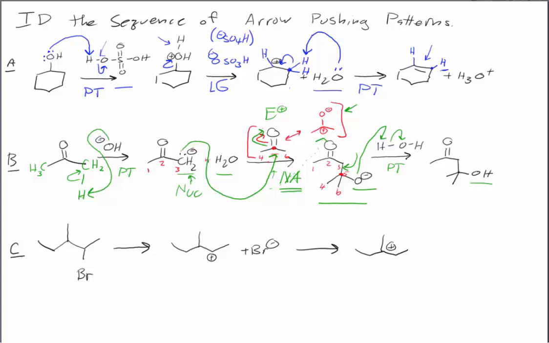All right, on to letter C. The first thing that we observe here is that the bromine has left, and so that's going to be classic loss of leaving group, leaving behind a cation and a bromide. And then the second thing is that we observe that the cation has moved from this secondary to this tertiary carbon. And that should not be surprising because that makes a more stable cation, so that's going to be a very energetically favorable outcome. How do we do that?